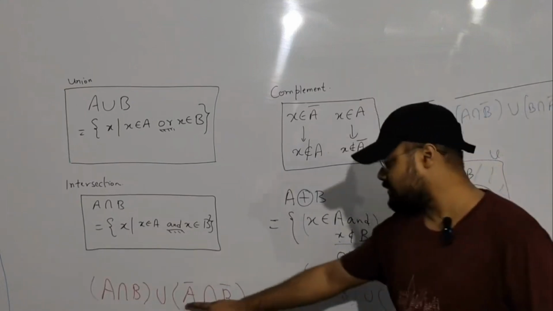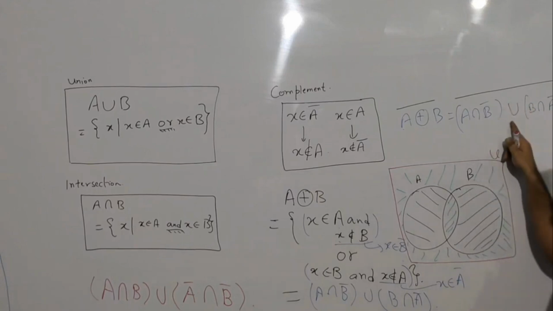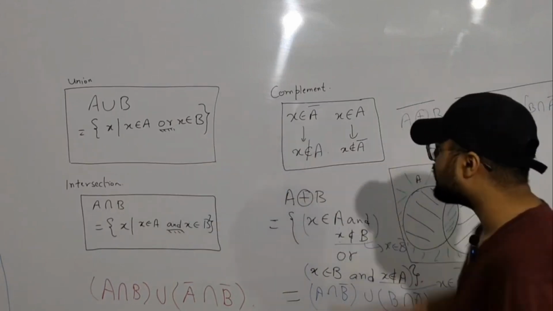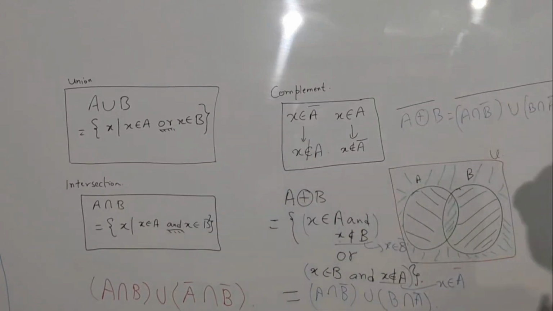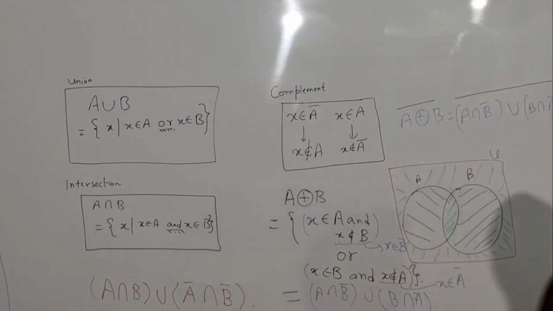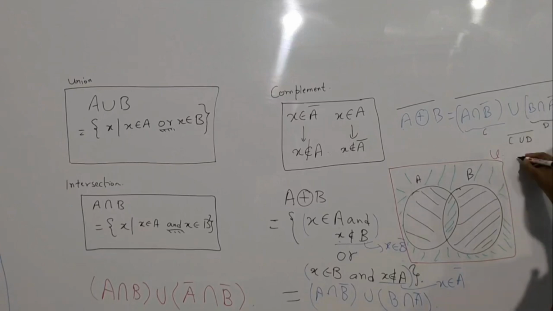But why did I choose this? Because I am going to use De Morgan's law, and De Morgan's law involves union, intersection, and complement. So let's apply De Morgan's law here. Let's say this is C, and let's say this is D. Then this is nothing but C union B complement. So from De Morgan's law, it is C complement intersection D complement.